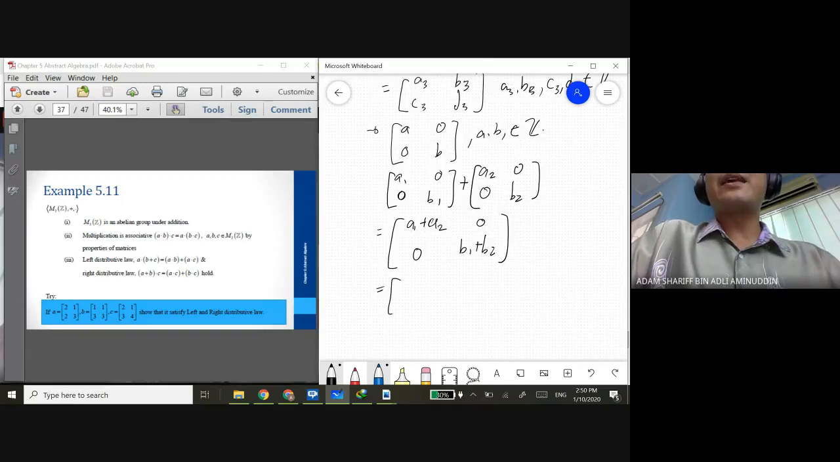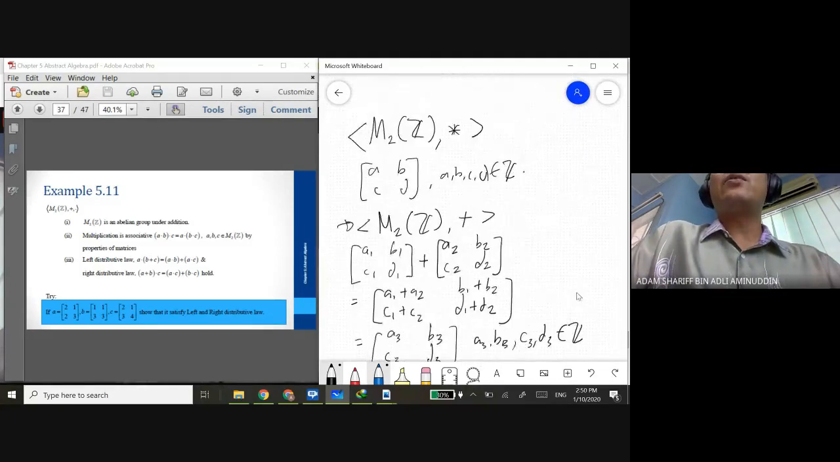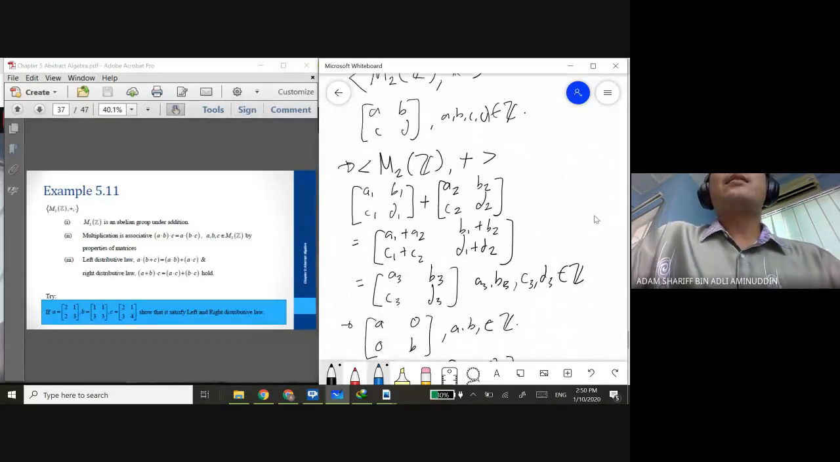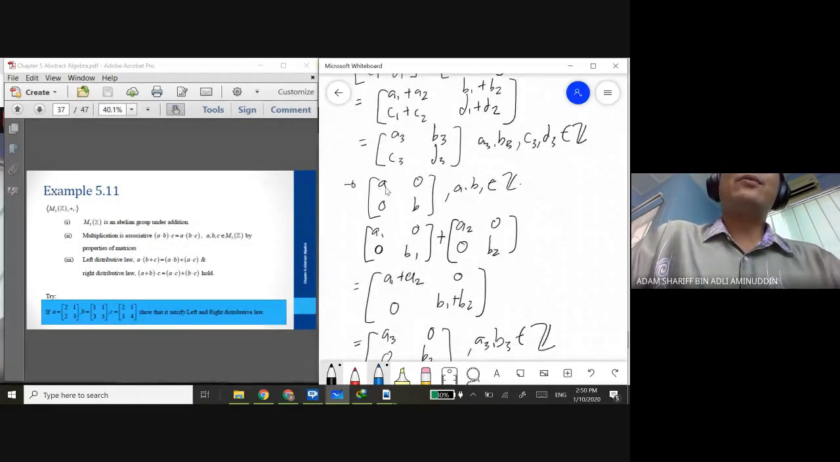It still becomes something else like this. A3, 0, 0, B3. This A3, B3 is an integer as well. You see, 2 by 2 matrix, I repeat, be it any operation. For this example, I put plus, and this is how you add up matrix. And if I change a little bit into A, 0, 0, B, you still can add the matrix.